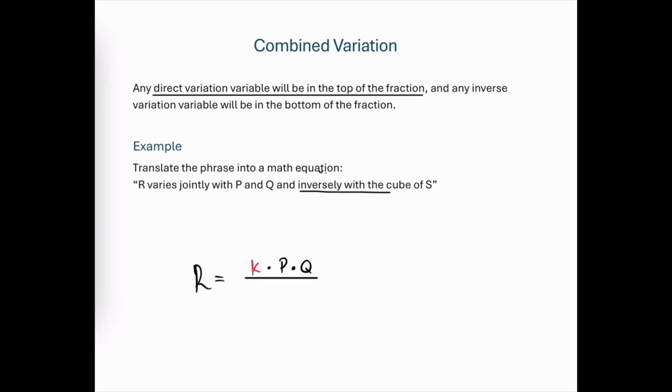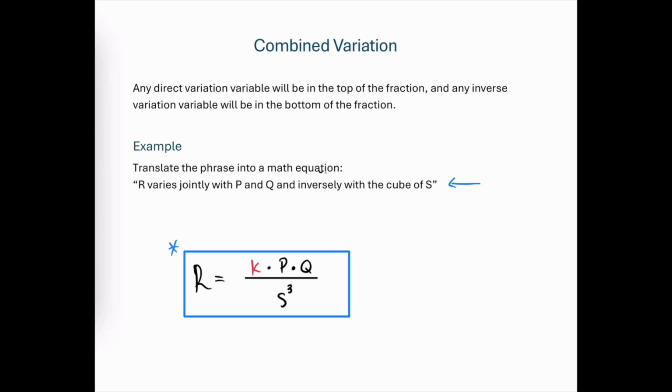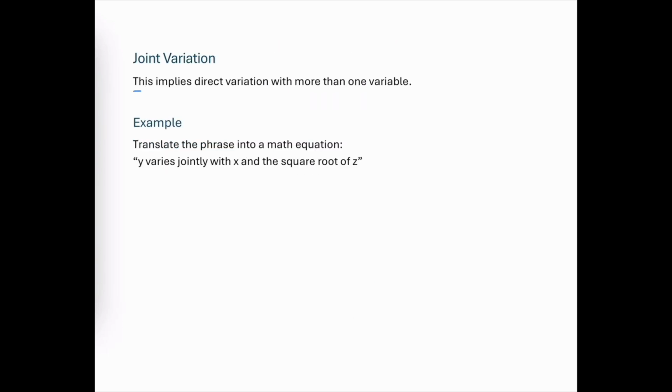And the inverse relationship with the cube of s means that the cube of s is going to be located in the bottom of the fraction, because that's the variable that we had the inverse relationship with. So this phrase translates into this mathematical equation. As we just said, joint variation implies a direct relationship with more than one variable.